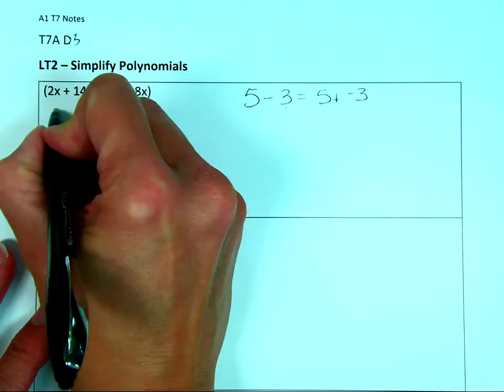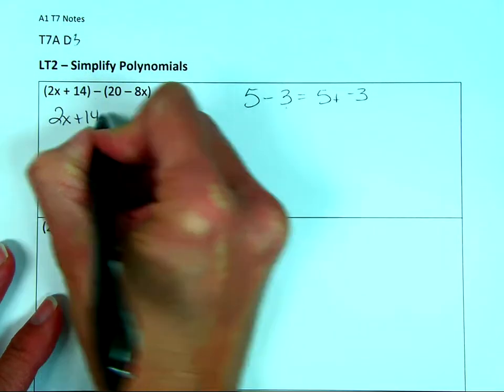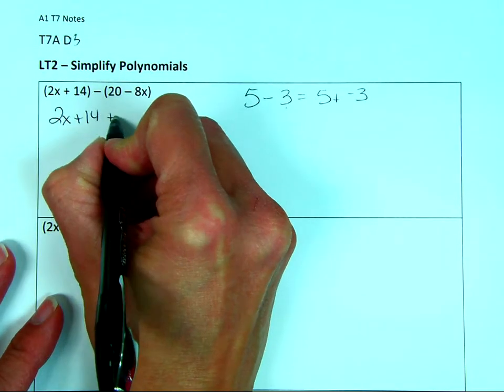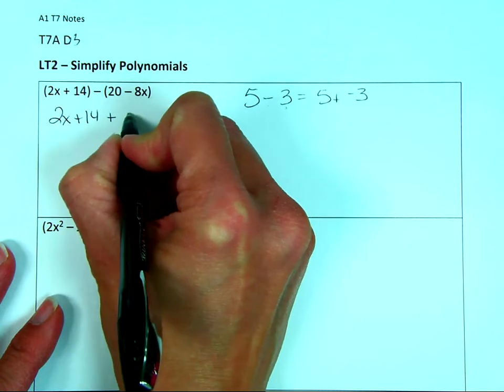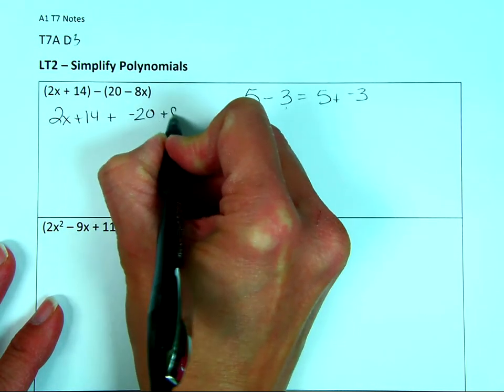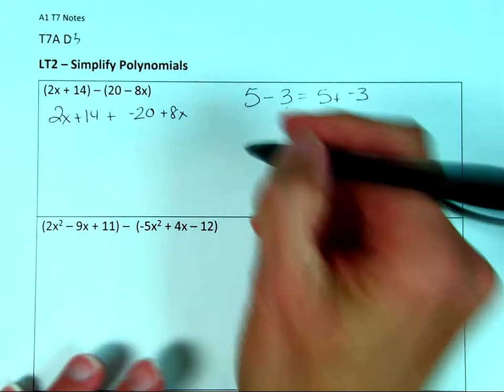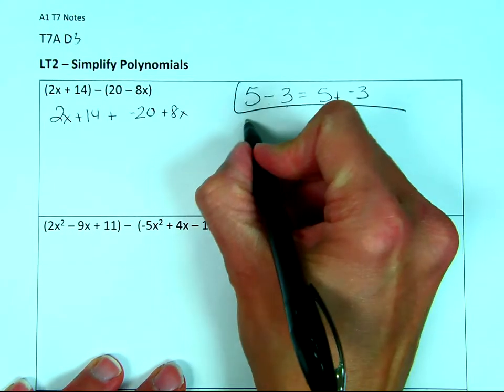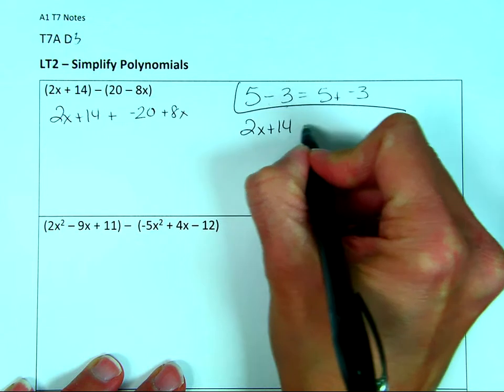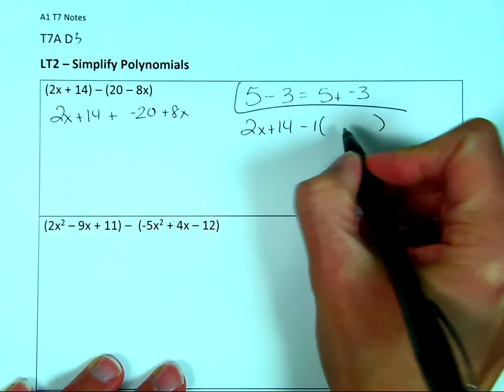So a lot of people will say, oh, it's subtraction. That's the same thing as adding the opposite. And then they'll take the opposite of each thing in the parentheses. That is one way to do it. The other way to do it, I'm going to show you over here, is to use your distributive property, 2x plus 14.